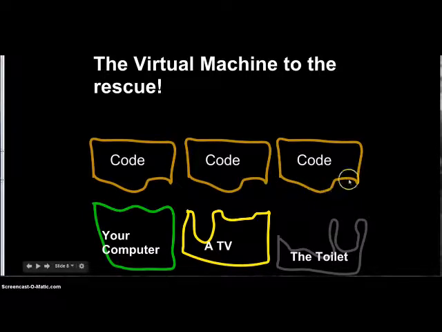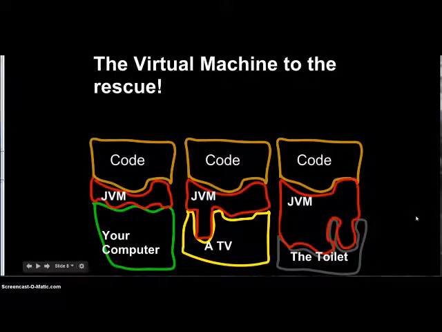And it looks the same way here, but it needs to fit in with the computer, which looks kind of like this. It needs to fit in with the TV, which looks kind of like this. And it needs to fit into the toilet, which looks kind of like that. Alright, so what's the solution? Well, you create something called a virtual machine. The virtual machine is going to simulate that machine code.